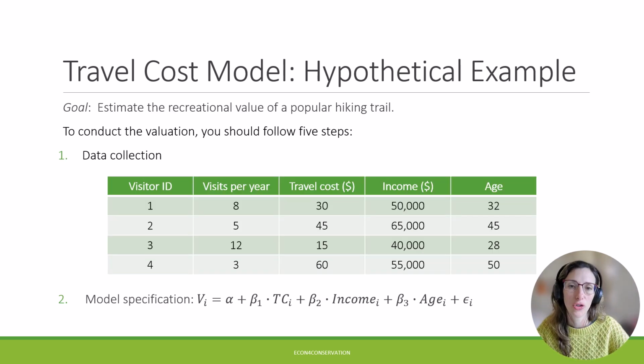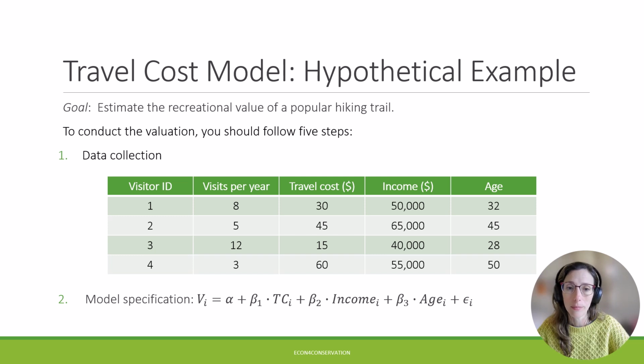To better illustrate this method, let's go over a hypothetical example. Suppose an environmental economist wants to estimate the recreational value of a popular hiking trail. The economist surveys individual visitors about their trips, travel costs, and personal characteristics. So step one is data collection. The economist collects the data from a sample, ideally a representative sample of visitors over a year.